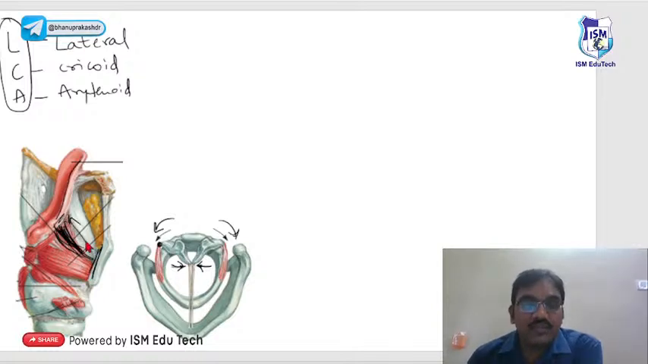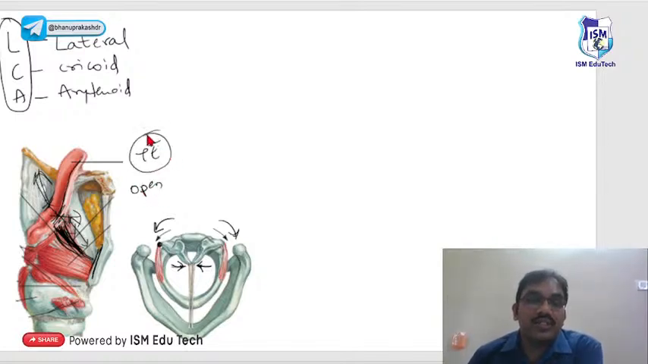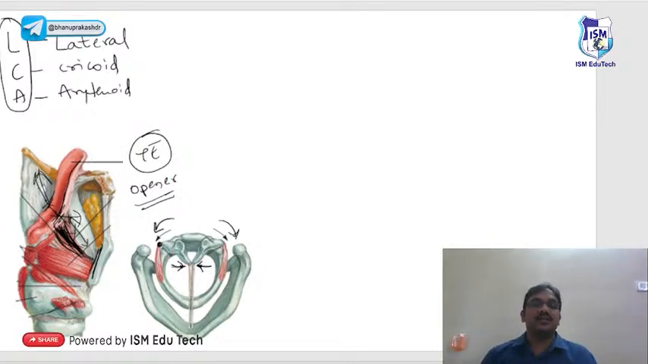When these fibers contract, what happens? This layer will be pulled laterally, and on that side also those fibers pull that layer that side. If this layer is pulled this side and that layer is pulled that side, obviously the opening between these two will increase. That's how your thyroepiglottis will act as an opener of the laryngeal inlet. Hope this is clear.